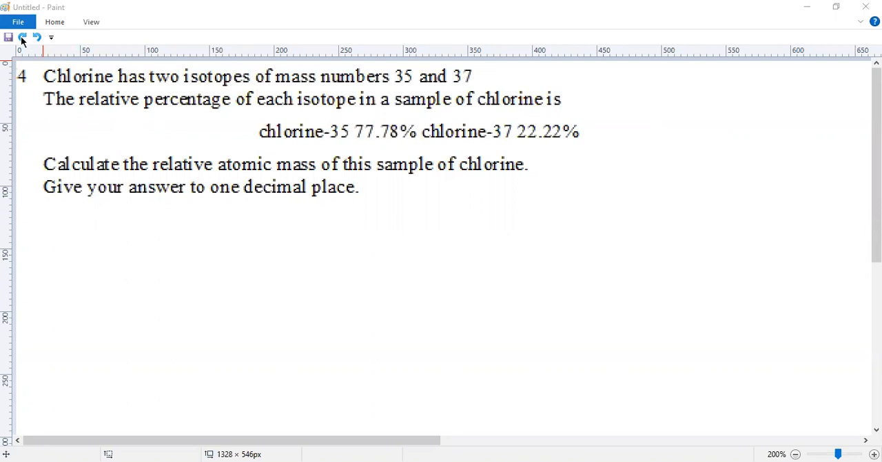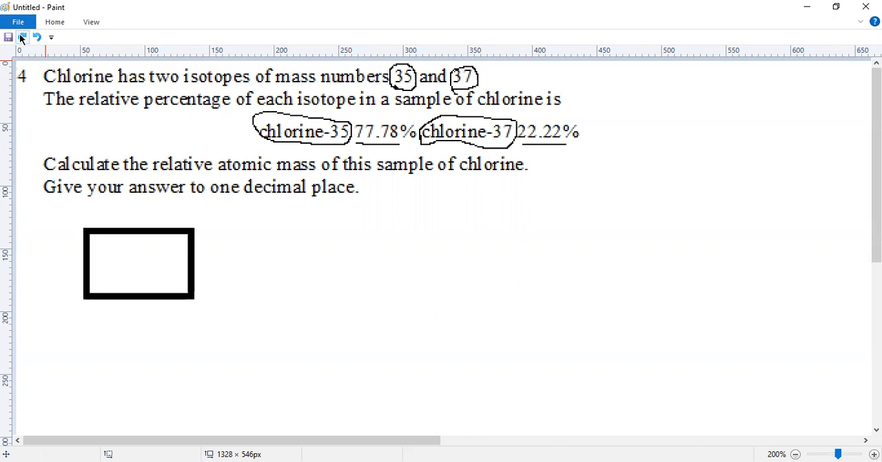So this question is about calculating the relative atomic mass of chlorine. According to how the question shows, this has two isotopes. One has the mass number 35. The other one has mass number 37. And if you think about their percentage values, chlorine 35 has a percentage of 77.78. Chlorine 37 has an availability of 22.22.